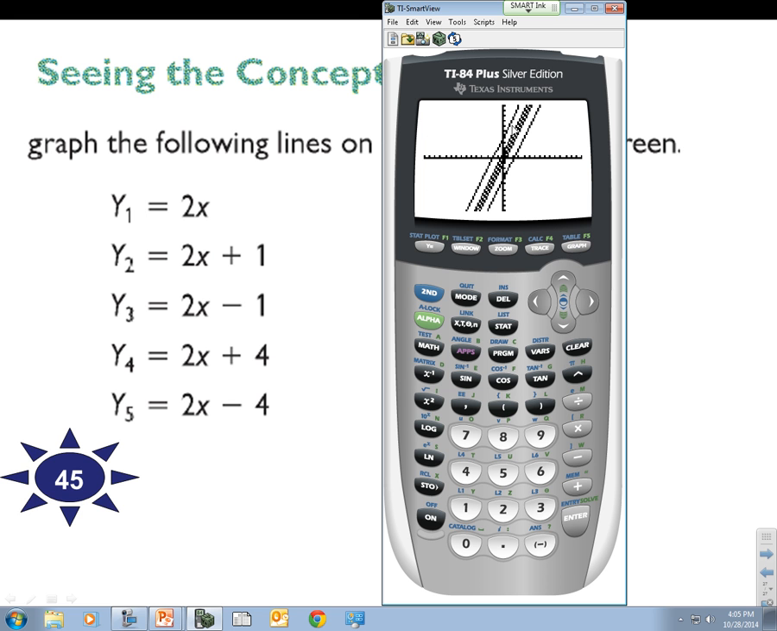They all have a slope of 2. Sorry, I wasn't paying attention to what I was doing right there. I was thinking the slopes were changing. But it's the y-intercepts that are changing here. So we're going through 5 different points on the y-axis, and they're all parallel to each other. They all have the same slope.